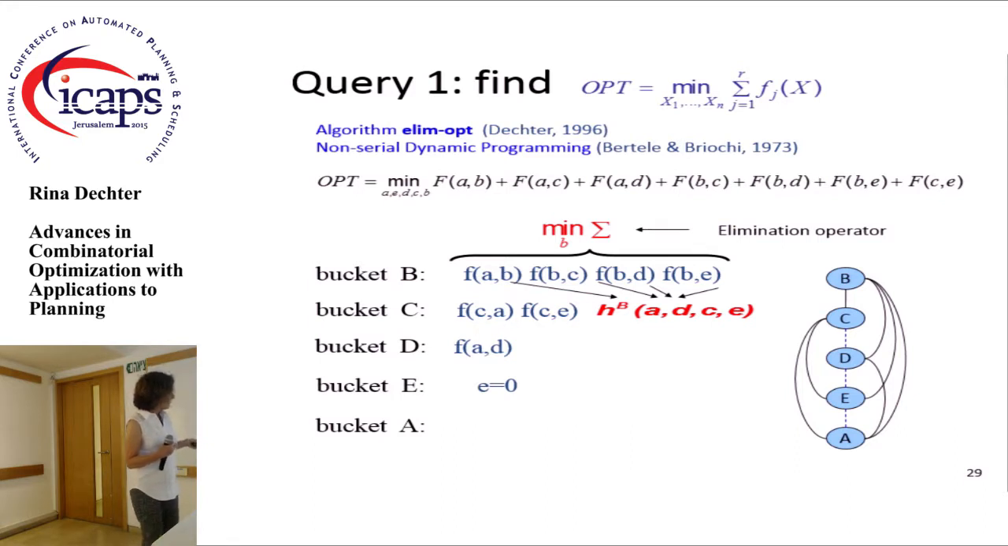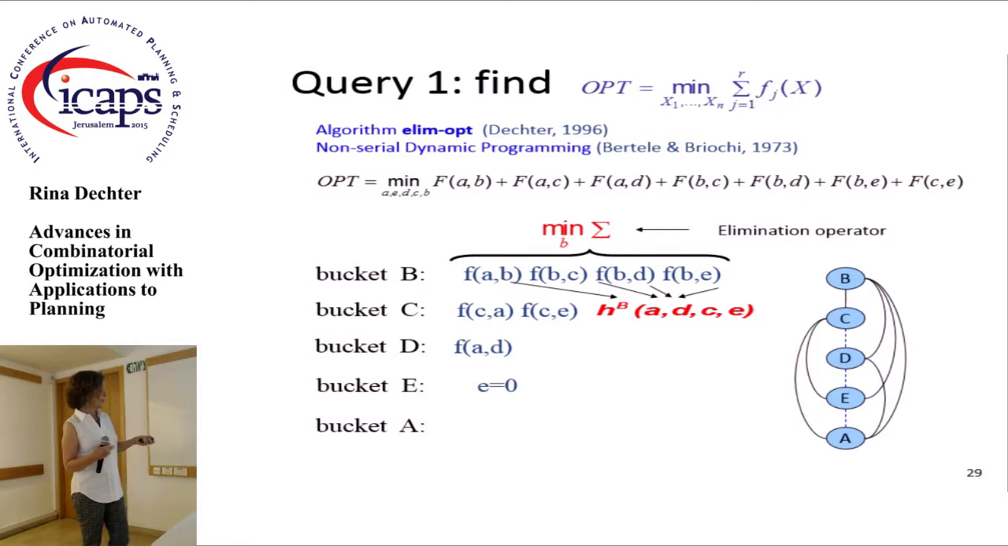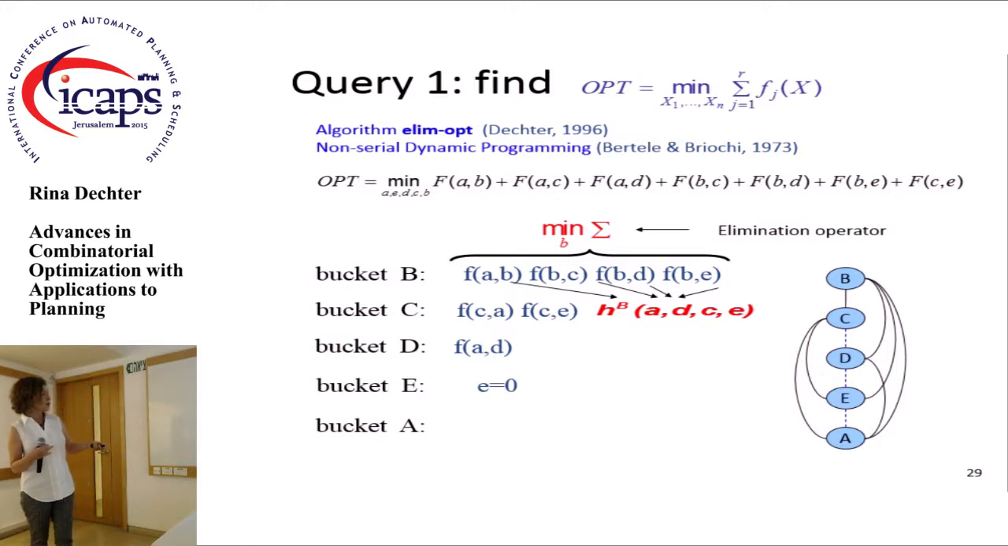So the ordering is from bottom to top, but we process from top to bottom, and we put all the functions that mention B in the bucket of B. From the remaining, the functions that mention C go in the bucket of C, the functions that mention D in D, and that's the initial partition into buckets that you see in blue here.